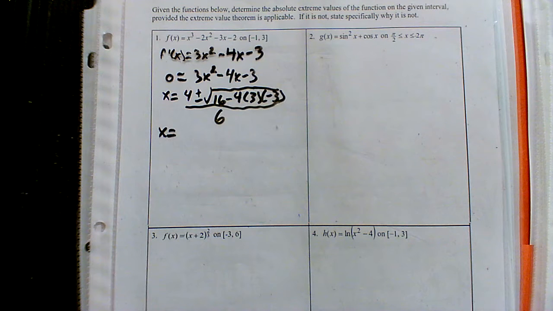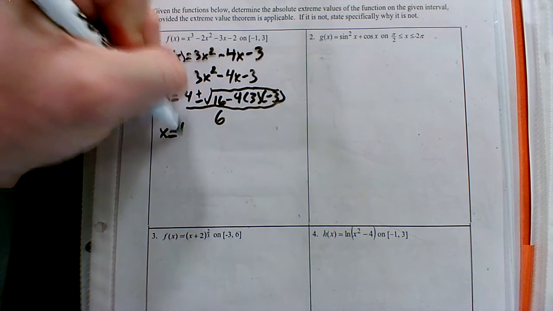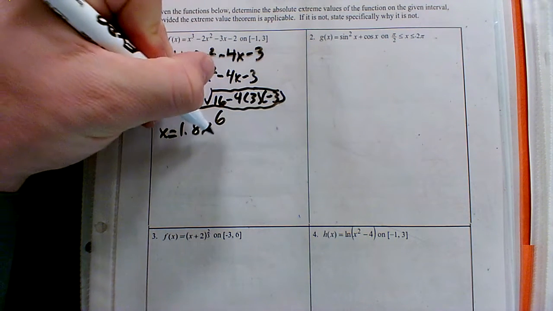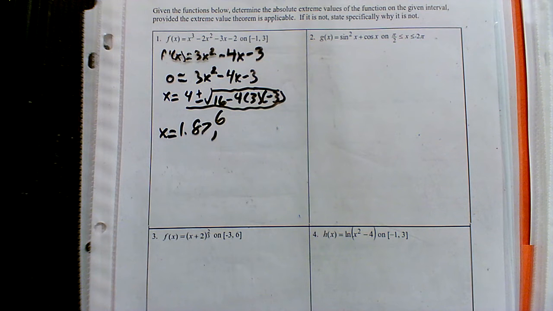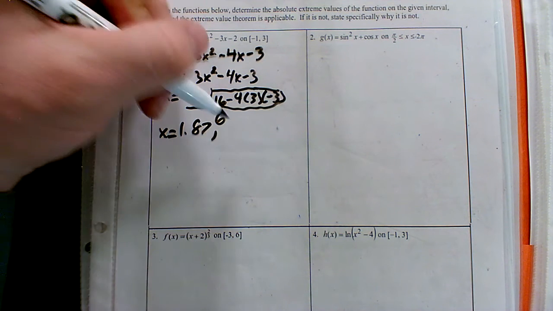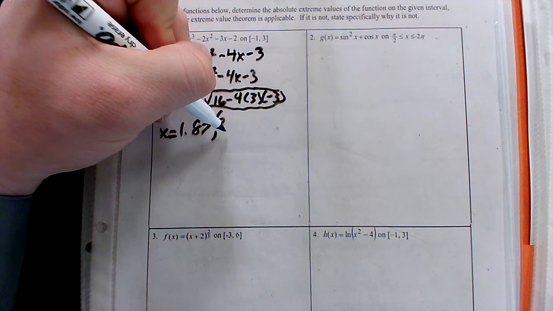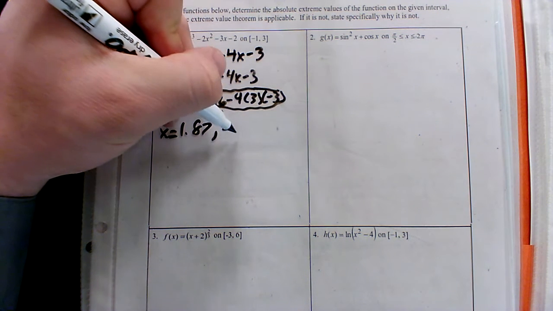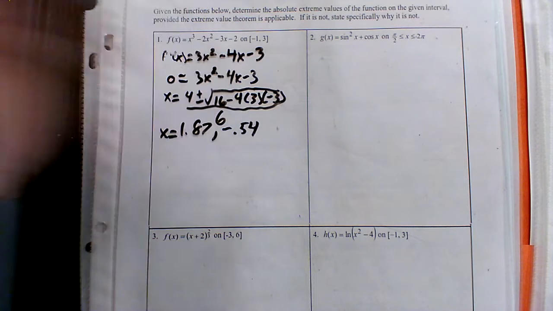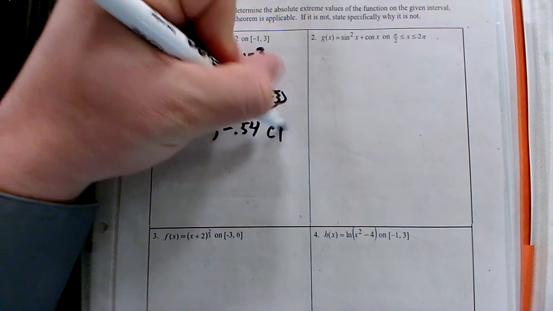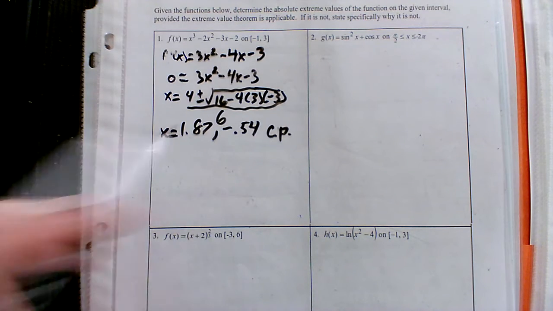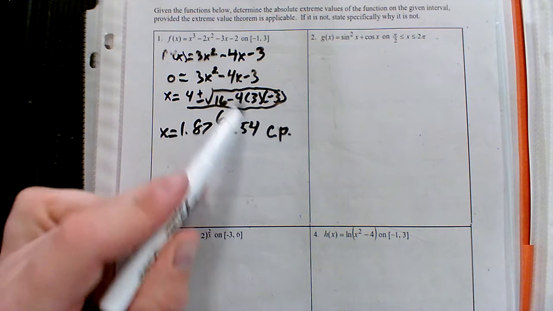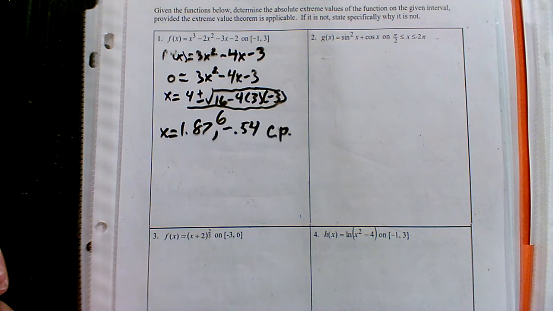Did anybody get any of the decimal values yet? 1.87, we'll go with that, if you rounded to 2. And the other one? Did you get it right? What is it? Negative 0.54, thank you. So those are your critical points. Those 2 decimal values. That was just from simplifying the quadratic formula.